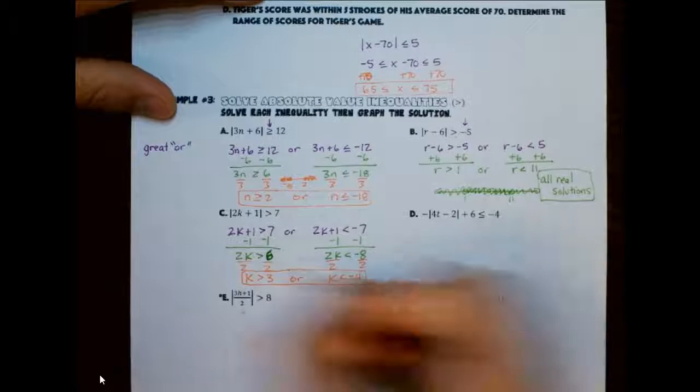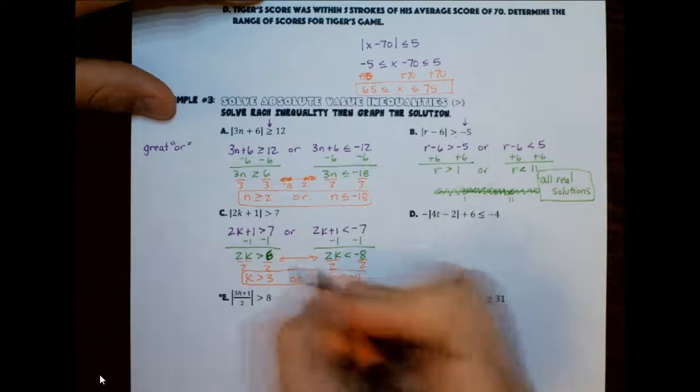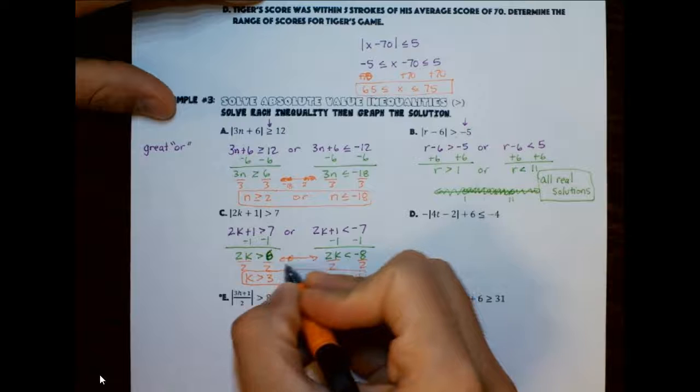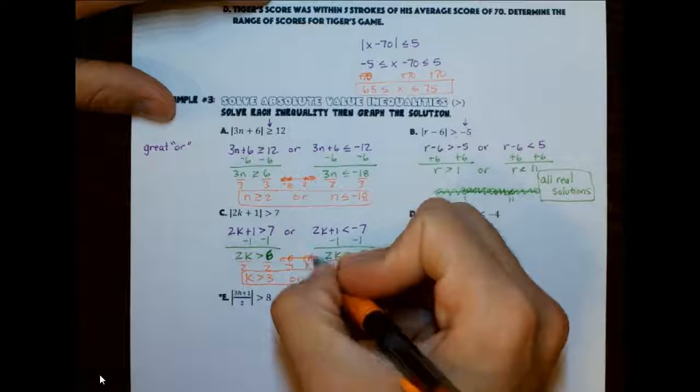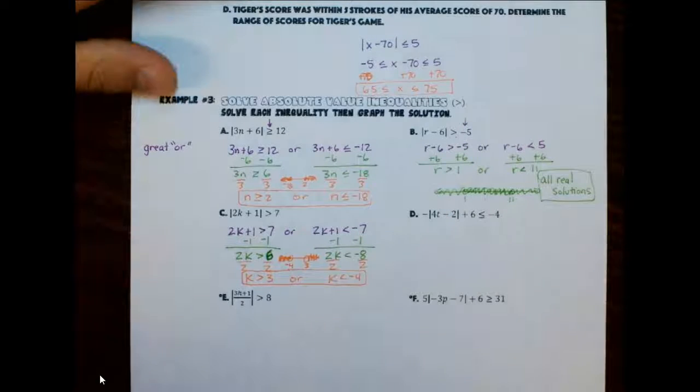What does this look like on a graph? I have negative 4 open circle on the left, positive 3 open circle on the right, shade to the right, shade to the left.